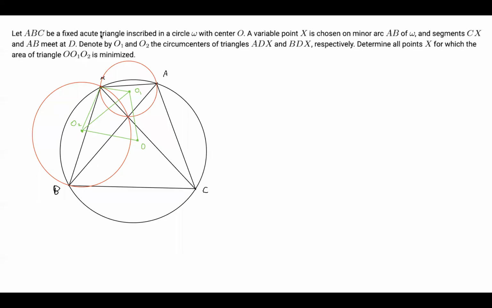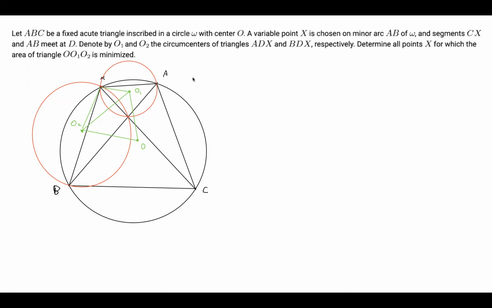Hello, everybody. Today we will be solving problem 1 of the 2020 USAMO. The problem reads: let triangle ABC be a fixed acute triangle inscribed in a circle omega with center O. A variable point X is chosen on minor arc AB of omega, and segments CX and AB meet at D. Denote by O1 and O2 the circumcenters of triangles ADX and BDX respectively. Determine all points X for which the area of triangle OO1O2 is minimized.